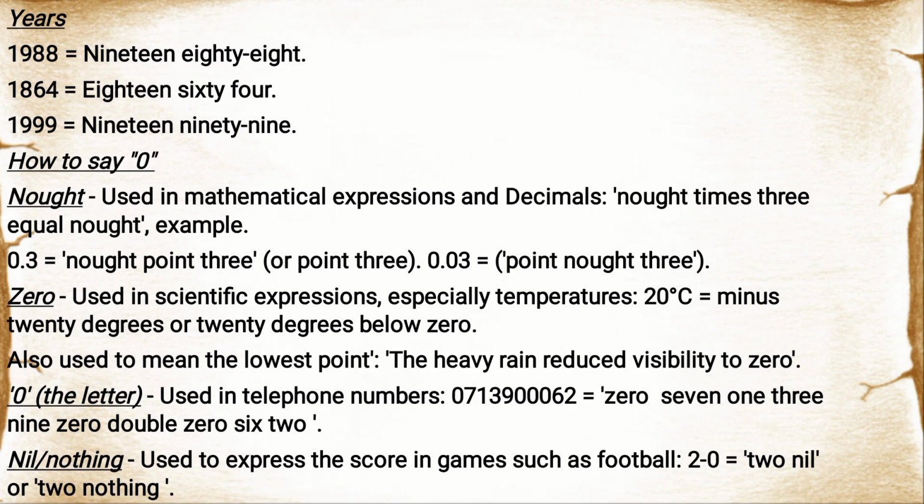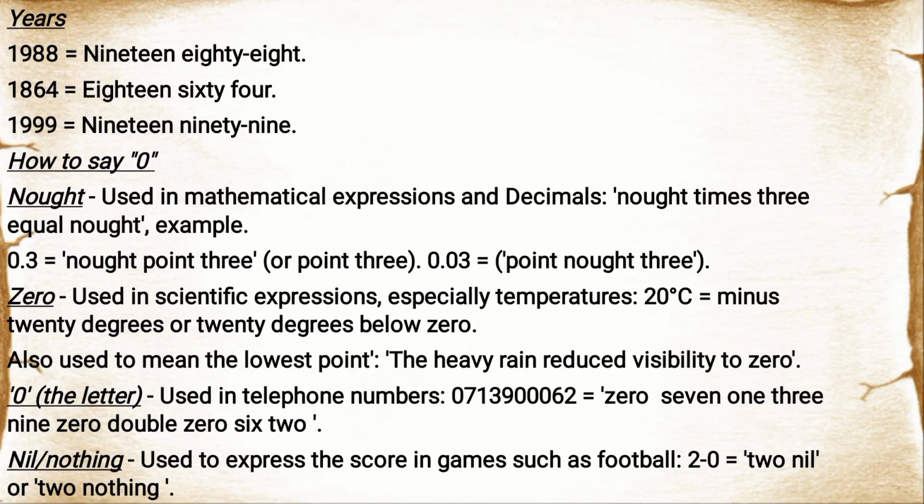How to say zero. "Nought" is used in mathematical expressions and decimals. Nought times 3 equals nought. Example: 0.3 equals nought point three, or 0.3. 0.03 equals nought point nought three. "Zero" is used in scientific expressions, especially temperatures: minus 20 degrees Celsius equals minus 20 degrees, or 20 degrees below zero. It is also used to mean the lowest point: the heavy rain reduced visibility to zero.